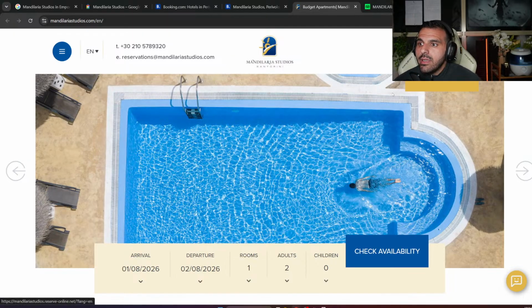Okay, so online check-in, you can do your check-in online actually also, which is not usual or not typical. But still, they will ask for your ID, I think, when you arrive, or at least they will check your identity. That's also some wasted time during check-in. E.reservations. I'm not sure if this. Oh no, it's an email. Okay, actually, sorry. So it's reservations at mandelariastudios.com. Easy.